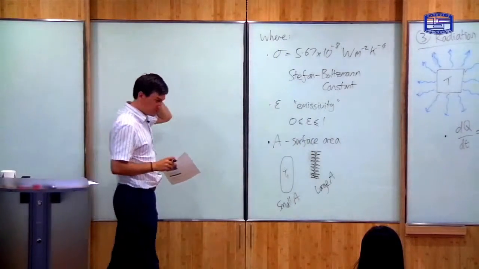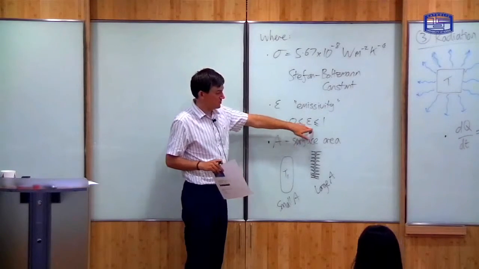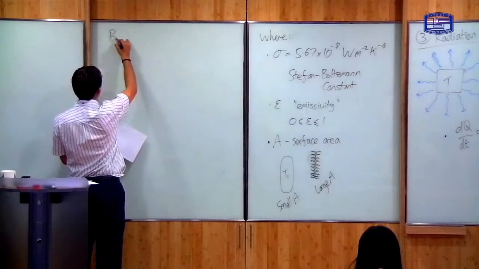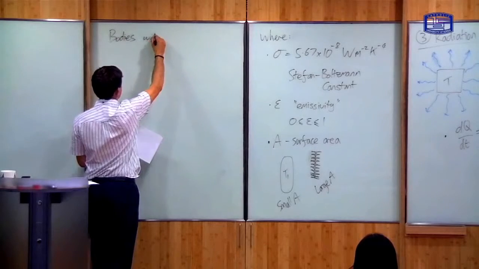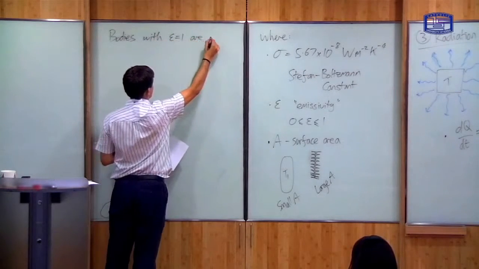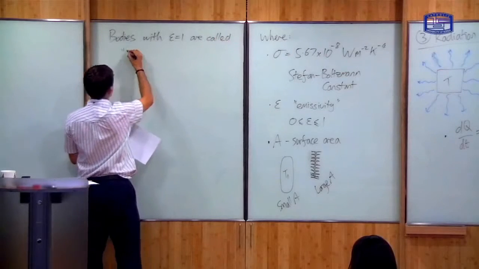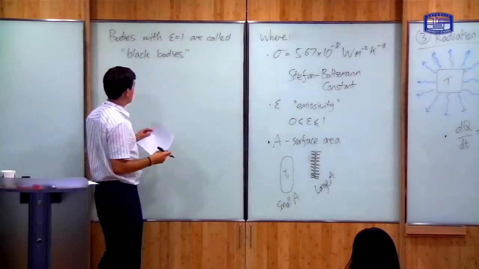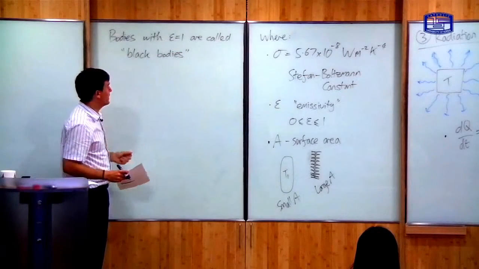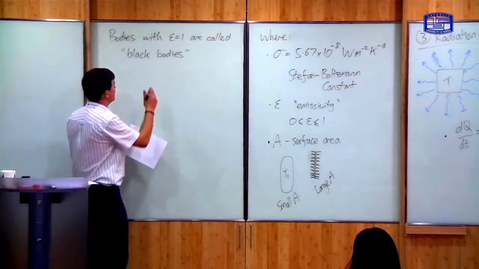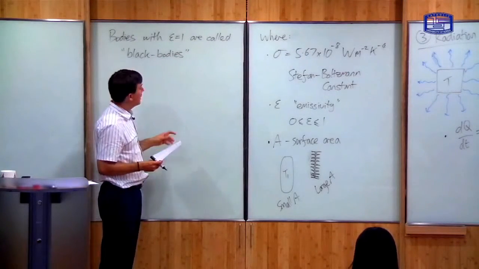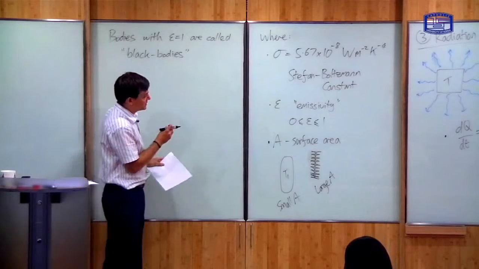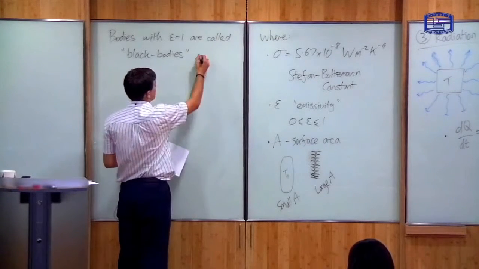So there are some bodies which have a particular special property. Those bodies for which epsilon is equal to 1, which maximize the rate of heat transfer, are known as black bodies. Bodies with epsilon equal 1 are called black bodies. Not because they are black, they don't look black, but this is just a technical term for them. And for these bodies, we can predict very accurately what the spectrum of radiation will look like.